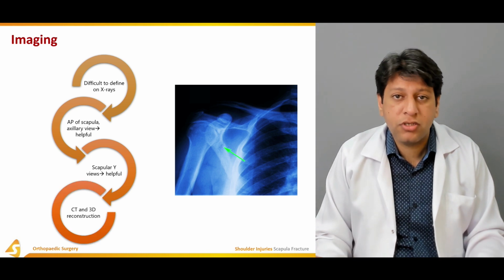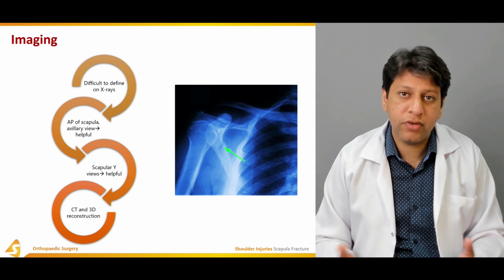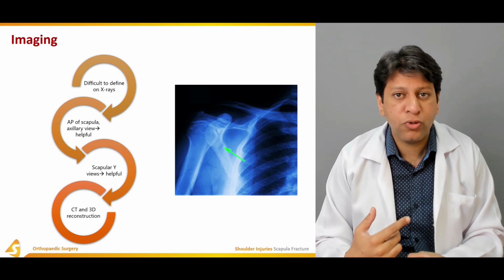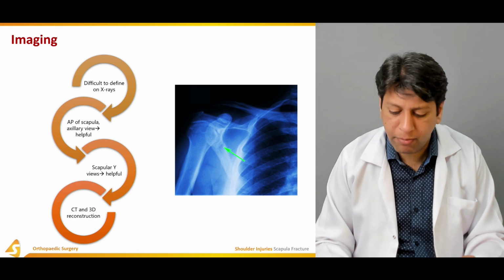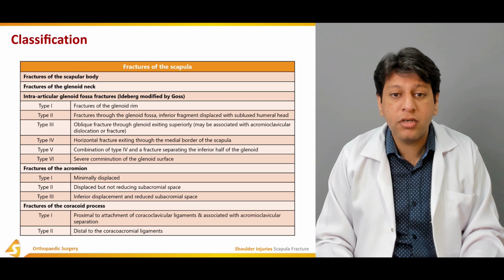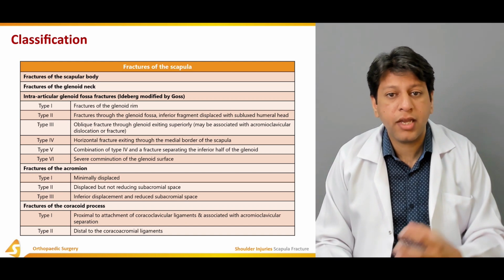But the best option is to go for 3D reconstruction with the CT. That will actually tell you everything regarding what's the situation in the glenohumeral joint, the acromioclavicular joint, what's the situation of the coracoid, what's the situation of the scapular blade. Now coming to the classification, it was given by Heidelberg, which was basically divided into the fractures of the glenoid neck and scapular body.